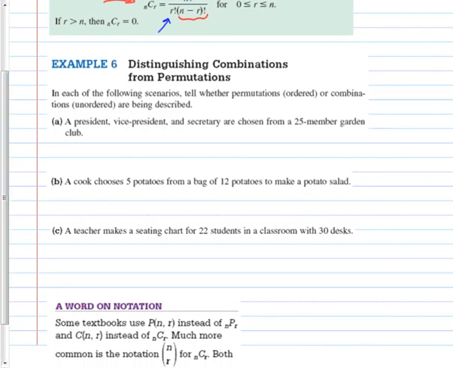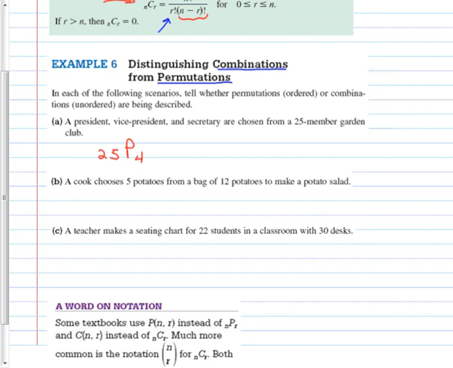So first of all, we need to know, when is it a combination and when is it a permutation? Combinations, the order does not matter. Permutation, the order does matter. A president, a vice president, and a secretary are chosen from a 25-member garden club. So does the order matter in this one? Any ideas? Yes, because these are all unique places. This would be a permutation. From 25 members in the club, we are going to be selecting 4 of them, and the order matters. First one's president, second one's vice president, etc. So this is a permutation.